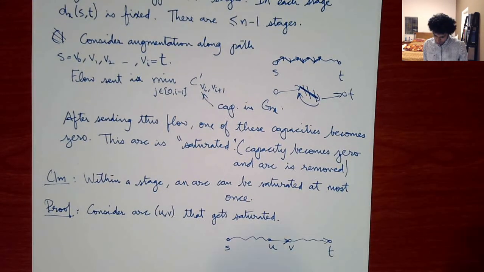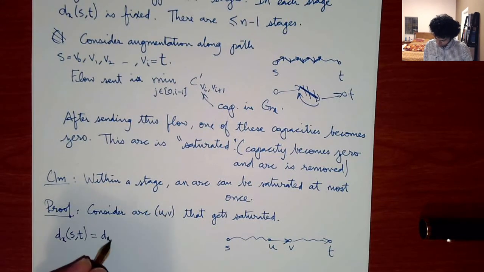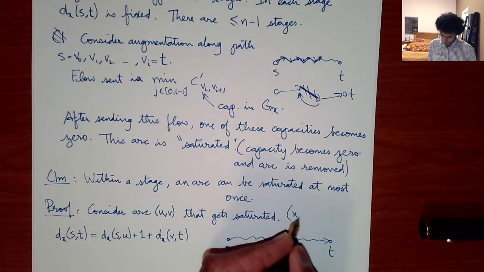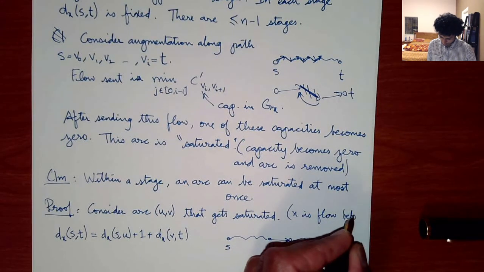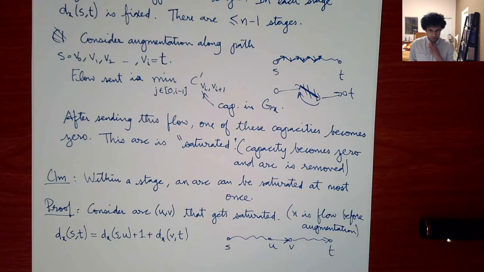Okay, so consider some arc that gets saturated. Now what do we know? We know that the shortest path distance, and let's just say the flow at this stage is x, so dx(s,t) is dx(s,u) plus 1 plus dx(v,t). So we'll say x is the flow before the augmentation, and then we're going to compute this path. We're going to send flow over here.